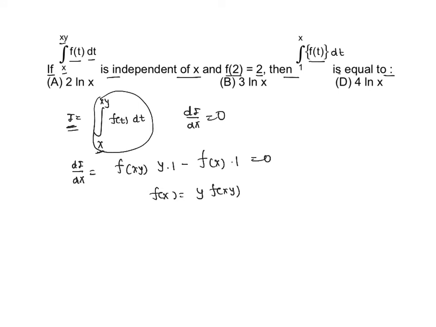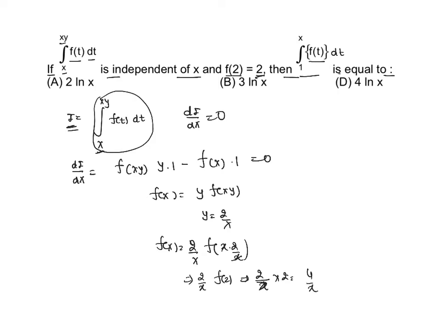Now in this we will replace y with 2 by x. So f(x) equals 2 by x into f of x into 2 by x. So x is getting cancelled. This becomes 2 by x into f(2). So this will be 2 by x. f(2) is nothing but 2, so into 2, this will be 4 by x. Now this integration is nothing but what?